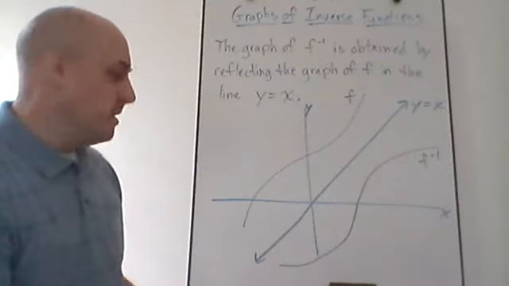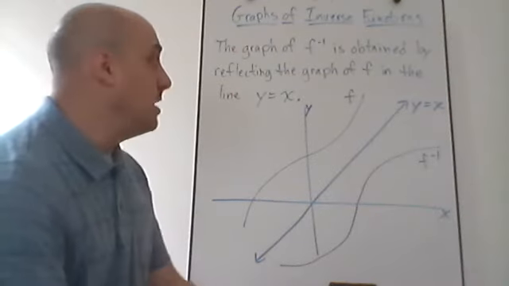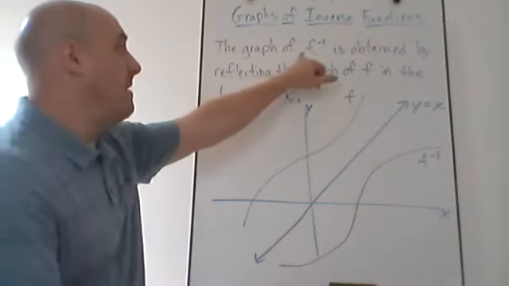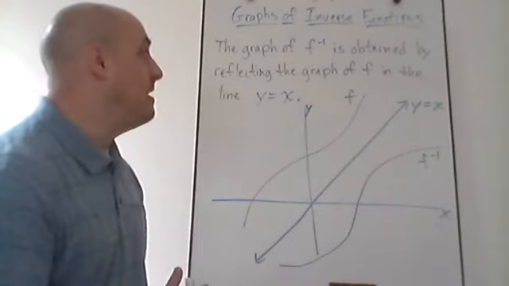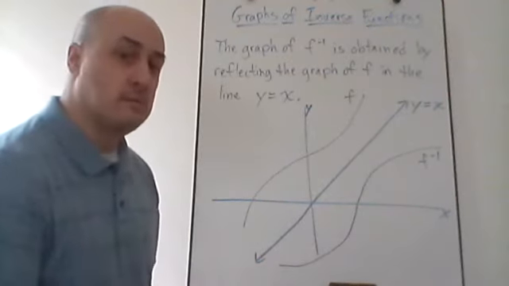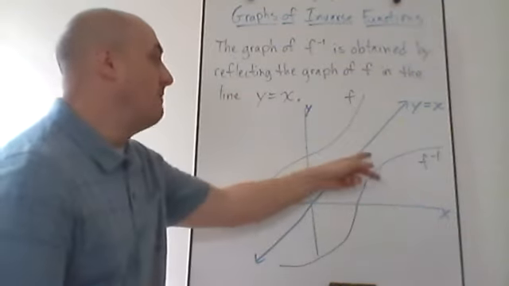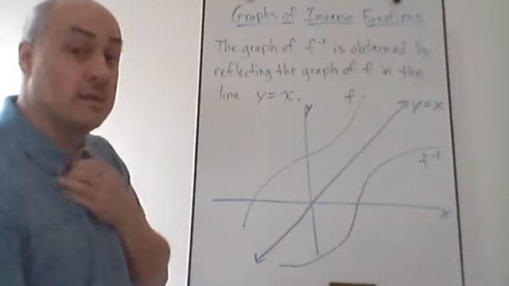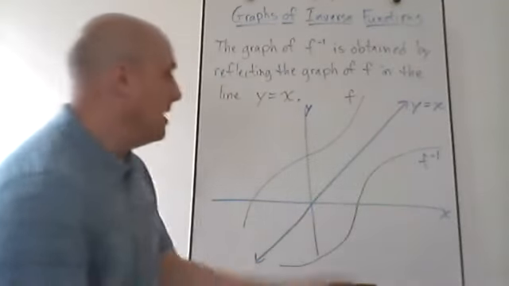All right, in this video we're going to talk briefly about the graphs of inverse functions and the relationship that they have with each other. The graph of f inverse is obtained by reflecting the graph of f in the line y equals x. Recall the line y equals x is the diagonal line that goes through the origin, where every point on that line, the x and y coordinates are exactly the same.